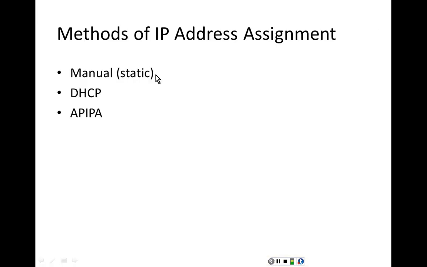So there are 3 methods by which a computer can receive an IP address. Manually, you or I could walk up to that computer and type in the IP address, and that's exactly what we do with very important servers. Or we could use DHCP to automatically push the IP addresses down to the workstations. And if DHCP didn't work, then automatic private IP addressing could be used to generate a temporary IP address.